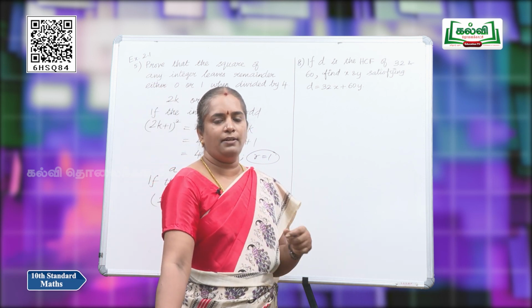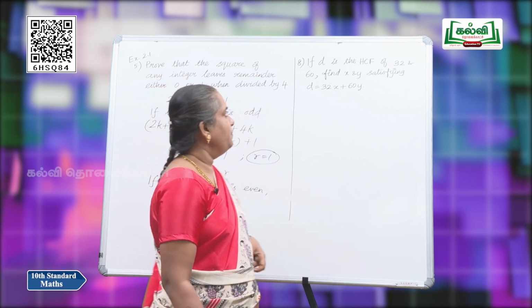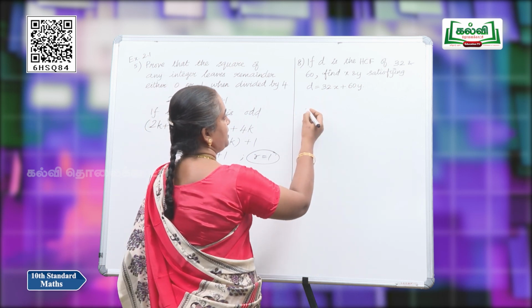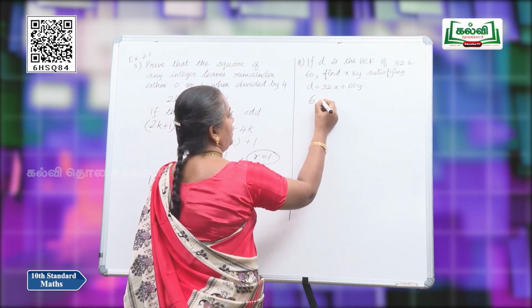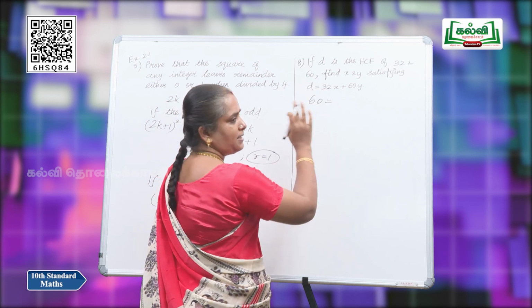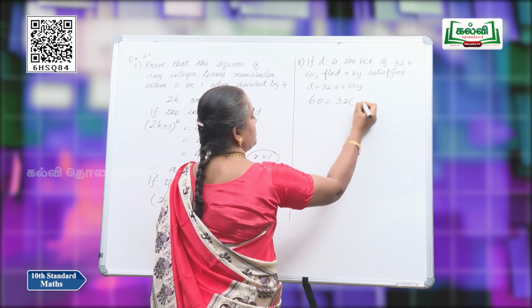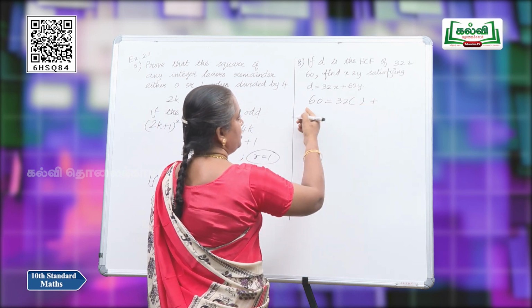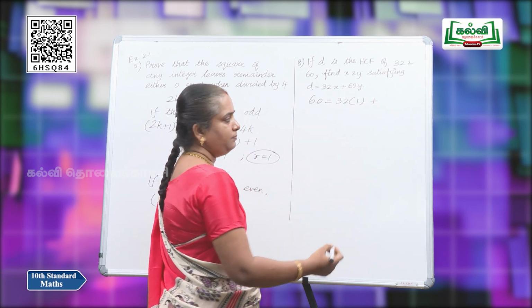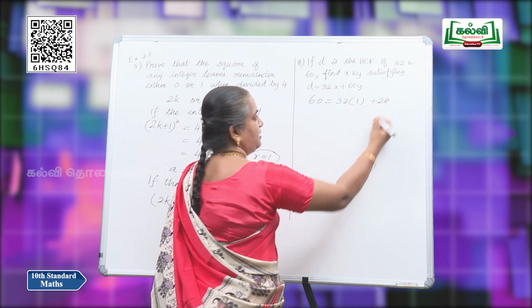First, let us find the HCF of 32 and 60. Using the division algorithm, we write the larger number as A and the smaller number as B. So, 60 is equal to 32 into some quotient plus R. You know that only once, and the remainder is 28.